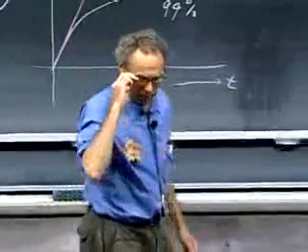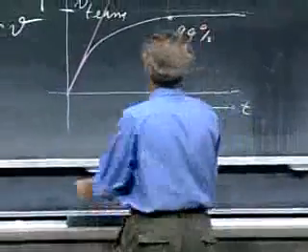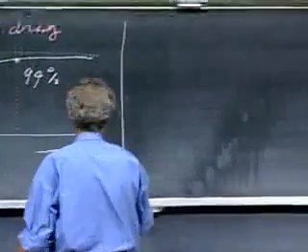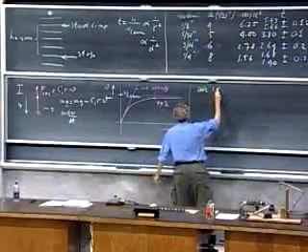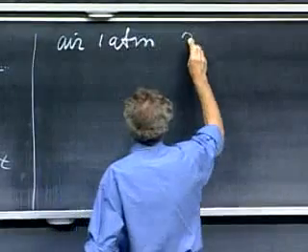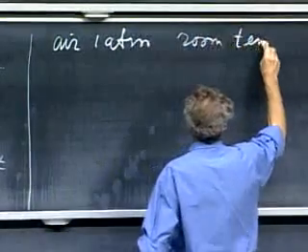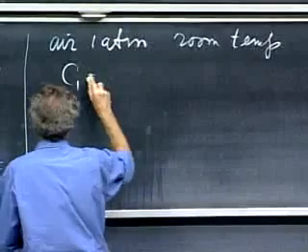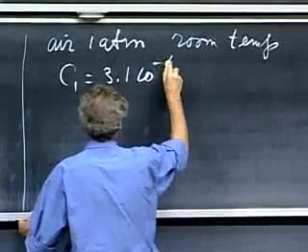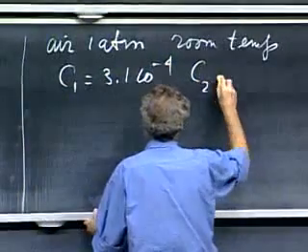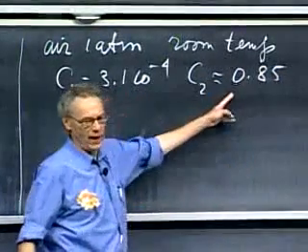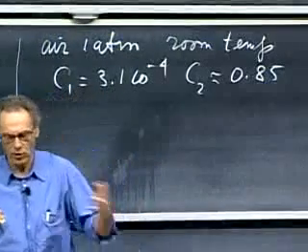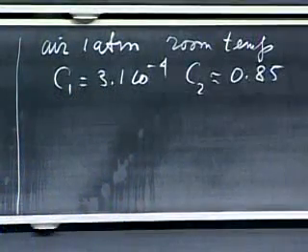Now I want to turn to air. Air, of course, behaves in an extremely different way. The principle is the same, but the values for C1 and C2 are vastly different. If we take air at 1 atmosphere, and we take it at room temperature, then C1 is about 3.1 times 10 to the minus 4 in our units, and C2 is about 0.85. This is very close to the density of air, which is about 1 kilogram per cubic meter, which I told you earlier. C2 and ρ are very strongly related.